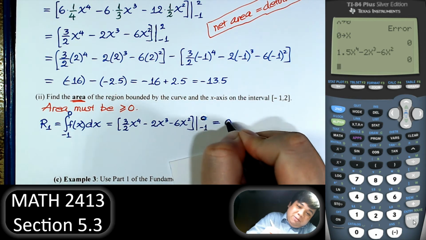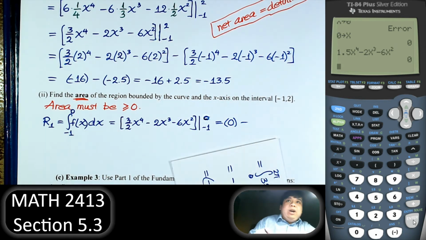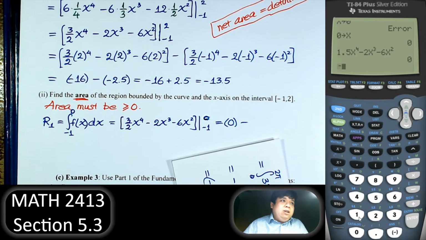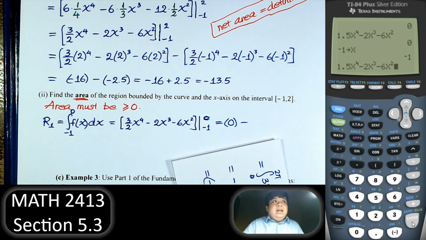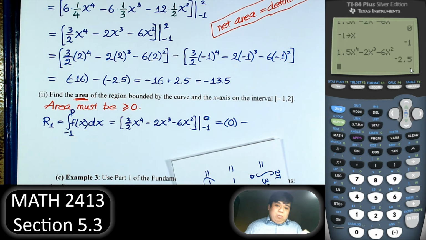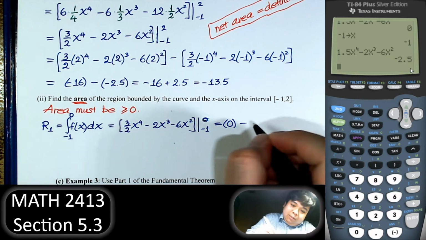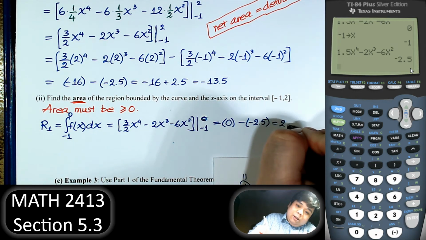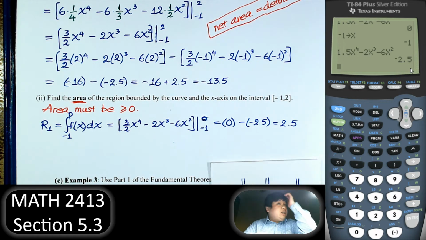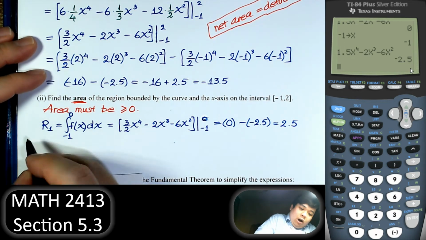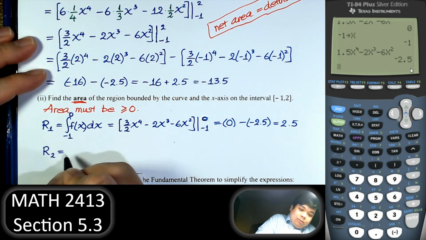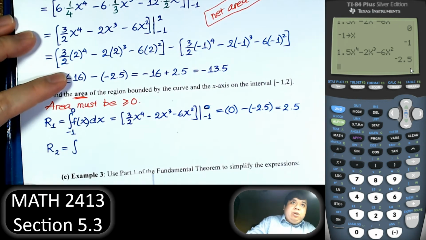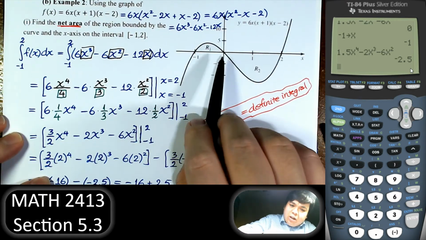So put in 0, that's what we have. And then put in -1. We should have -2.5, which we already did, but I'll do that again. So when we found the integral, just put in the limit. At 2.5. So that is R1. R2 is from 0 to 2.